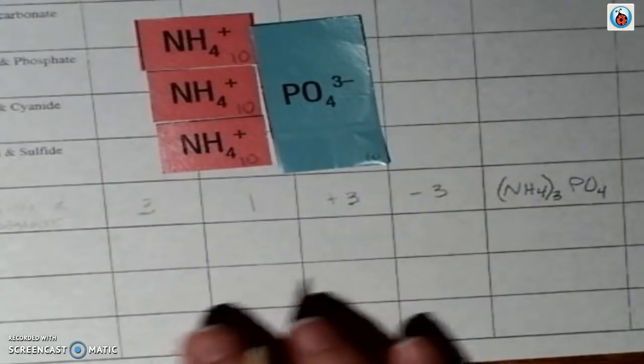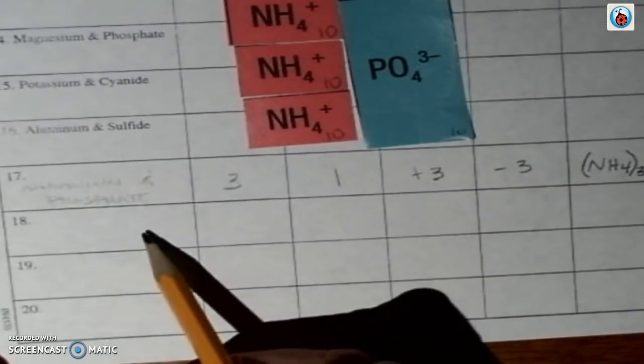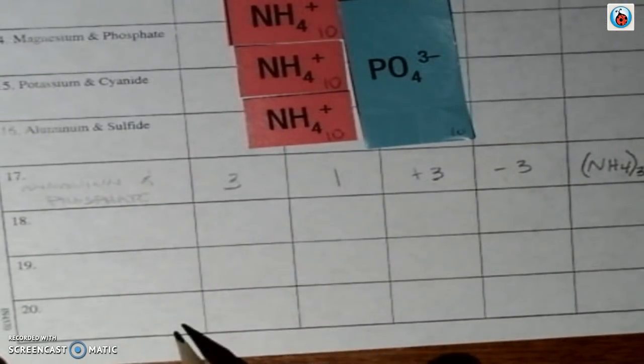All right, so again, for the next 3, you just make up a cation-anion combination. It should be different from the first 16 that I gave you. And then you just start filling in. Good luck, guys. Have fun.